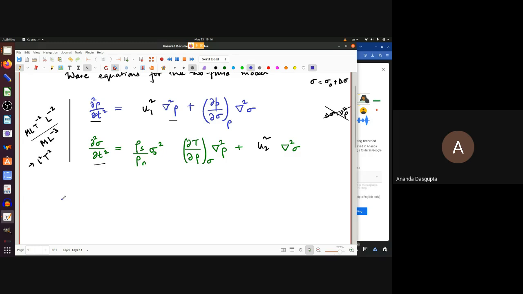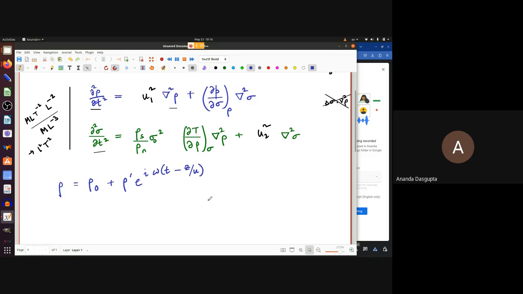So I will assume for rho an equation like, note that rho just changes very slightly. So it changes about a mean value, and the change can have an amplitude of rho prime. And because I'm assuming that it moves like a wave in the z direction with a speed u, this is just the equation of a wave which is traveling in one dimension, in the z direction, with a speed u.